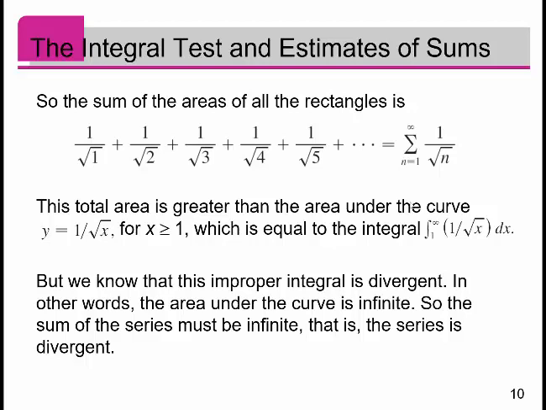Well, we know that this improper integral is divergent, right? In other words, the area under the curve is infinite. So the sum of the series must be infinite as well, because the sum is greater than this integral. Thus, the series is divergent.